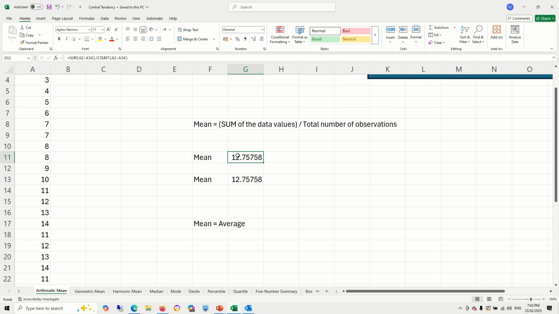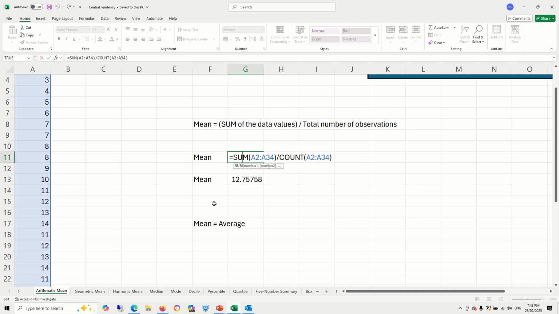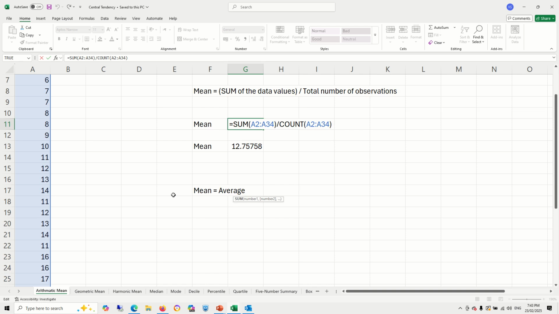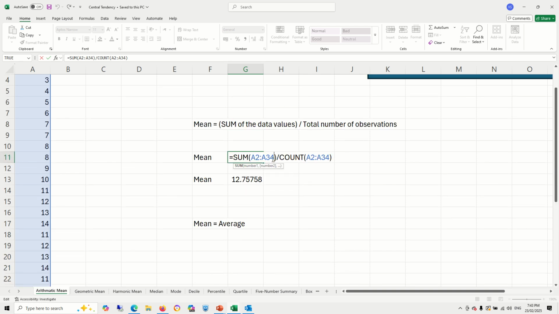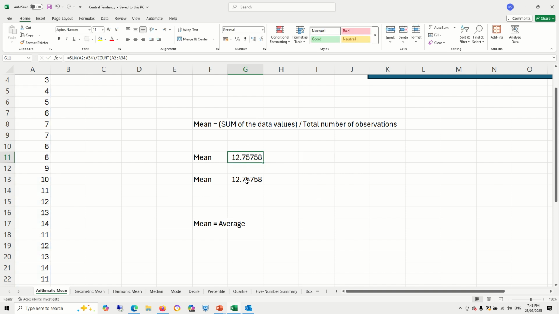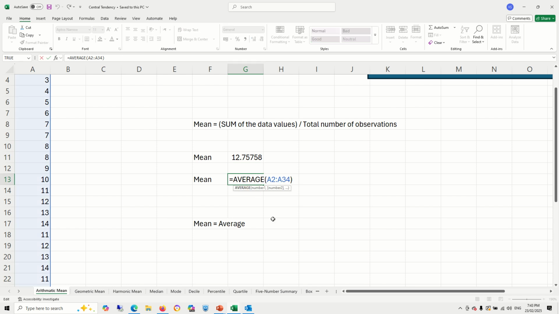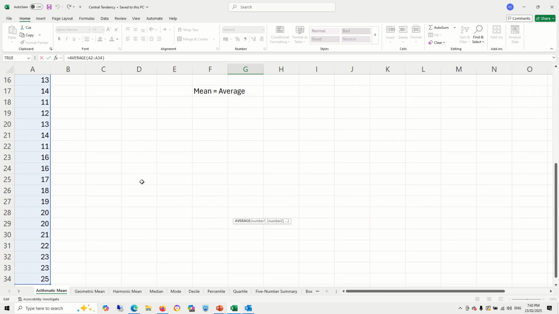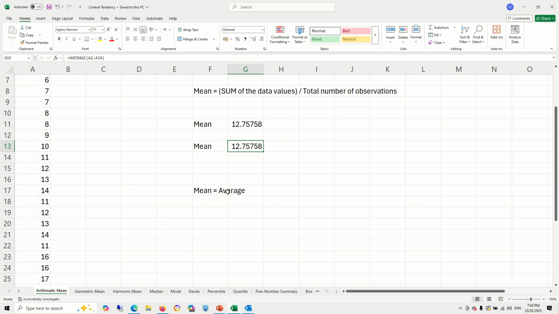So the arithmetic mean here equals the sum, the total of values in this range, divided by the count of the same range, and that will equal this result. If you look at the mean using Excel, you will see that there is the average function: equals average, and highlight the whole range. It will give you directly the same result. So the mean is the simple or the arithmetic average.